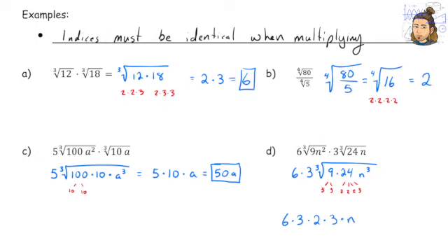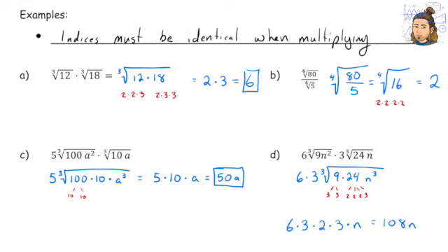And so now when we multiply this together, we do 6 times 3 times 2 times 3 again, and we get 108n.